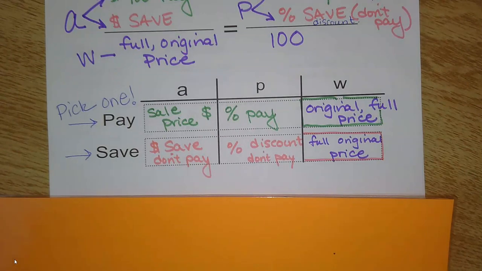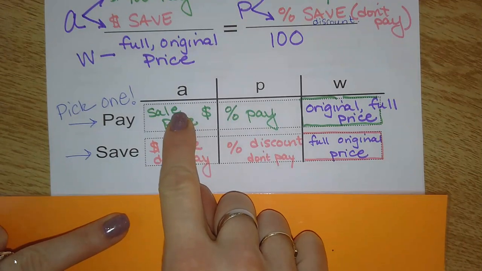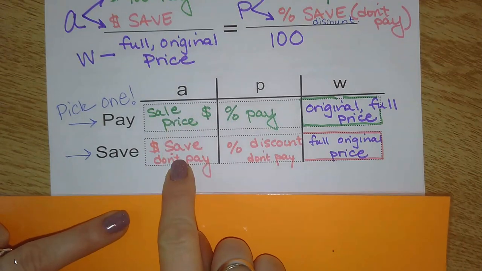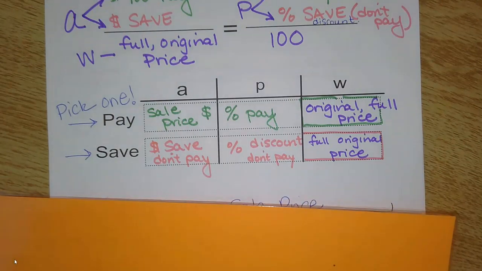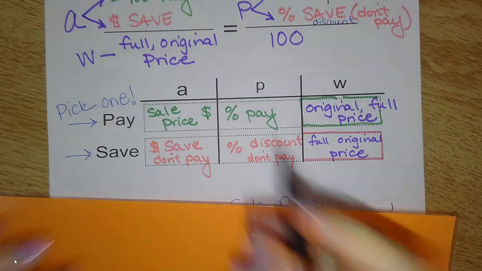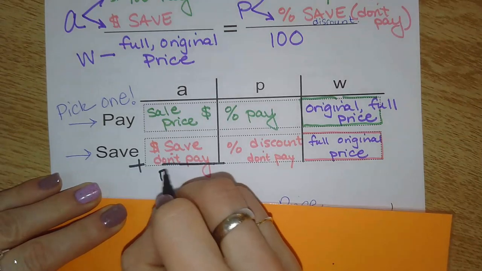Okay, one more thing to mention here. It's an important thing to realize that the money you do pay and what you save or what you don't pay, those have to add up to 100%. Or sorry, those have to add up to the full price. So if I add these together, these get me my full price.